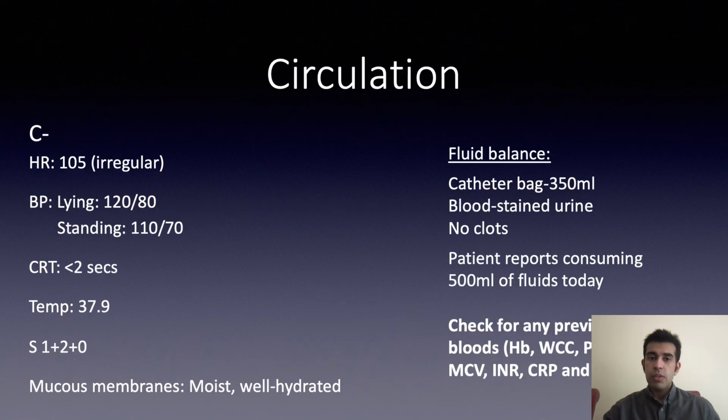When you have a look at the patient's circulation, which is typically the biggest part of the ABCDE scenario, you find that his heart rate is 105 but irregular. However, we know this because he has atrial fibrillation for which he's on apixaban. You have a look at the blood pressure. When he's lying, it's 120/80. However, when he's standing, it drops slightly to 110/70. Nothing too concerning and is somewhat to be expected.